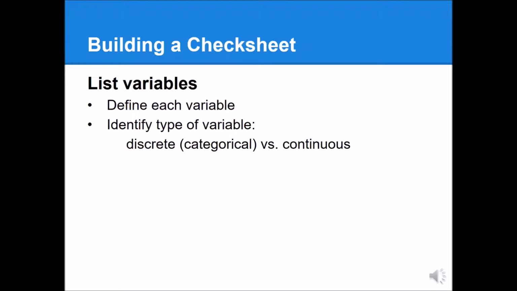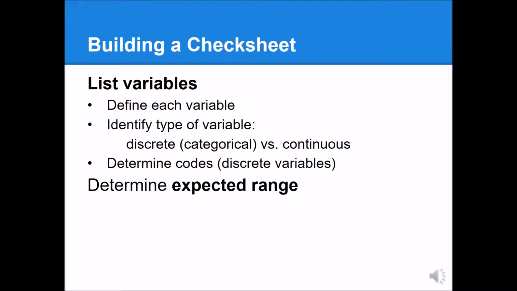Let's go back to the beginning and talk about how to build a check sheet from scratch. The first step is to list your variables. And when you list your variables, then you want to define each variable as specifically as possible so that there's no confusion about how to count or what to count. Then you need to identify what type of variable each one is, either discrete or categorical versus continuous. And for discrete variables specifically, when planning, it's good to determine codes to use so that when you're entering your data into a spreadsheet, it's faster and quicker.